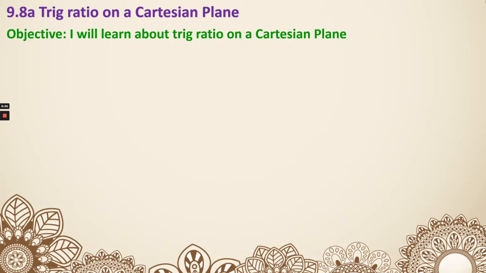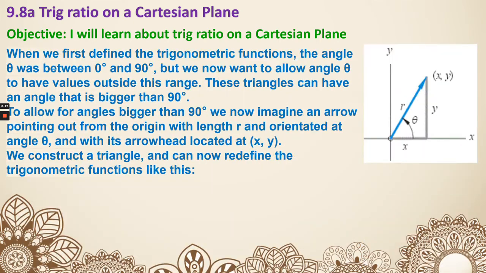Hi students, this is Mr. Yao. Today we're going to talk about 9.8, where we will learn about trig ratios on a Cartesian plane. Something that we have learned before is triangles and the trig ratios, but this time we're putting in a coordinate system. Let's have a look.